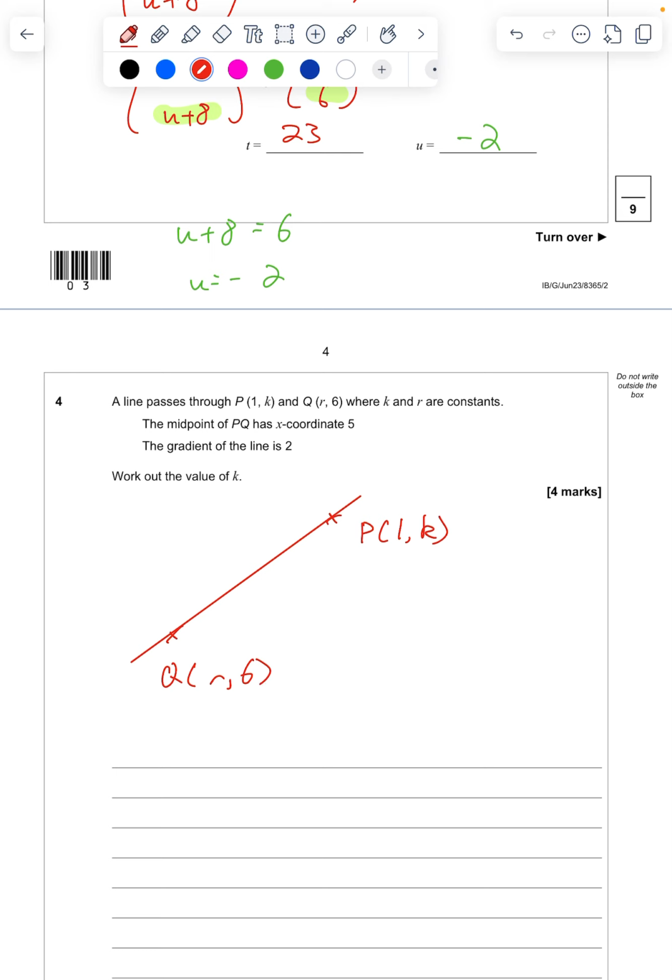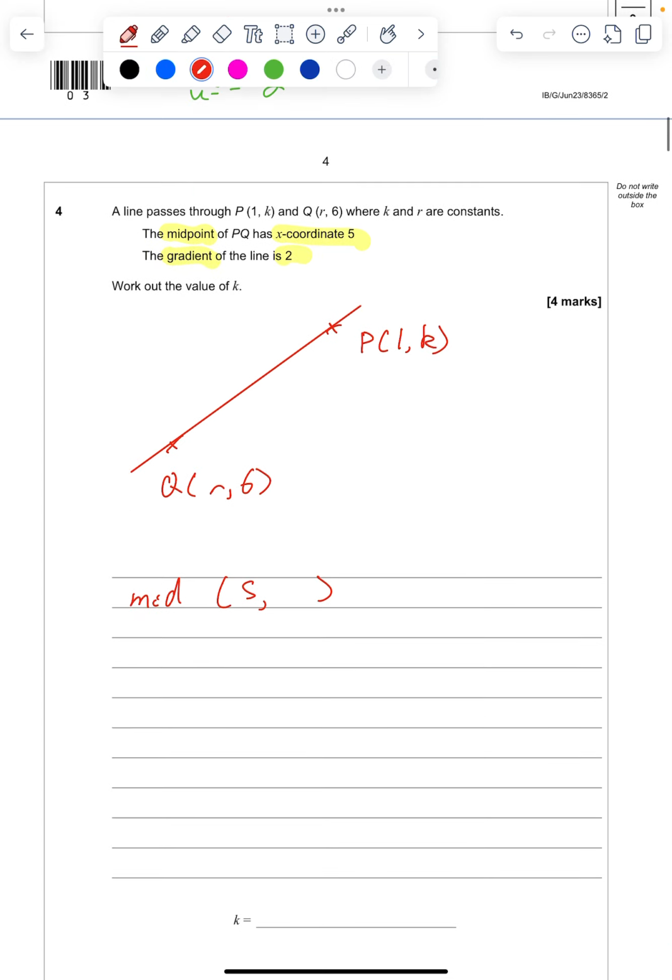Now I do these videos off the cusp, I'm not looking at anything beforehand, just to show you my thinking when I see the question. So honestly, I don't read the whole question, I'm just literally picking out what I need straight away. I then look for keywords. It tells me that the midpoint of PQ has an x coordinate of 5, so I know that the midpoint's x coordinate is 5, and that will be useful. And then the gradient of the line is 2, so that's also very useful, so m is equal to 2.